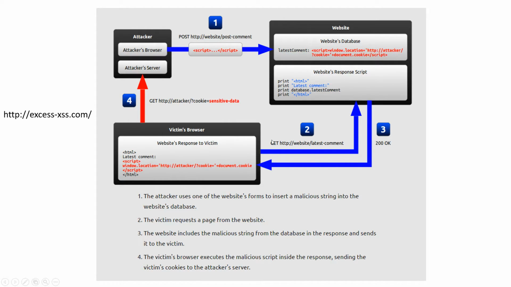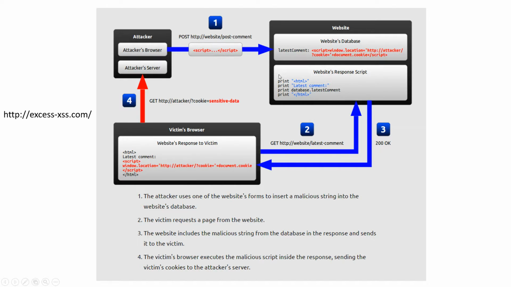So here's an example. I have a couple of diagrams I'm using from this website, so I didn't make them myself. This is a flowchart that shows the process. The attacker here posts a script to your website. In this case, we're looking at a basic comment system, so they're putting in a comment that has a script. What this is doing is telling the browser to make a GET request and send their cookie to the attacker's server. And on the website, it's simply going through the database and printing the latest comment without checking it.